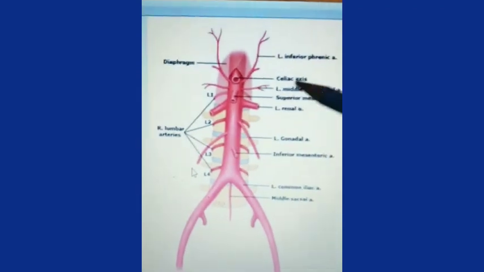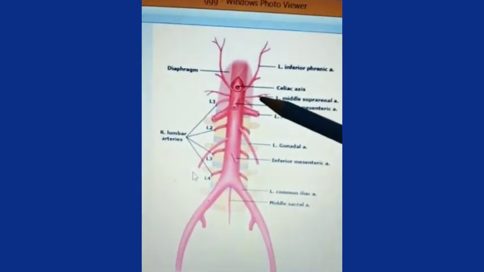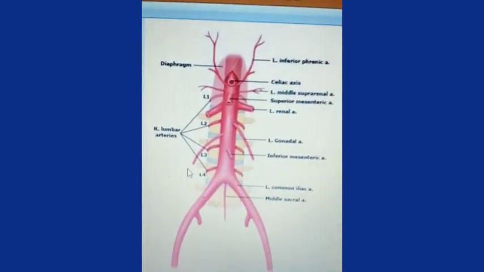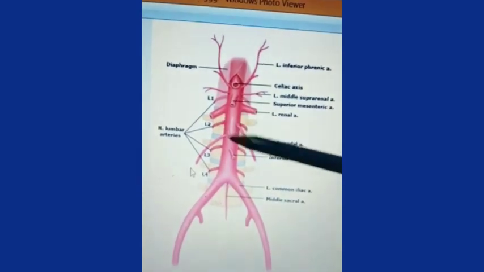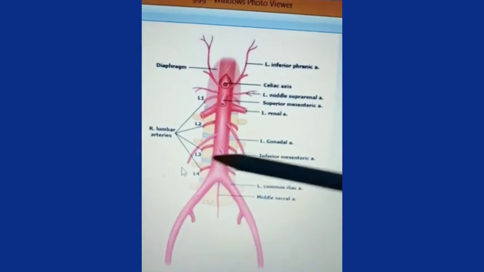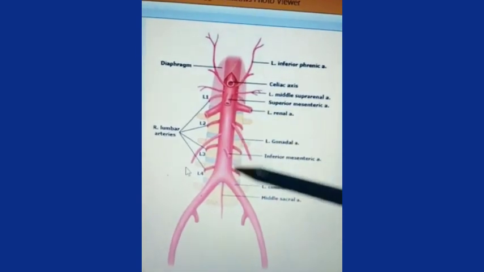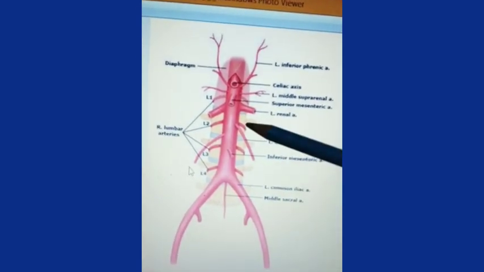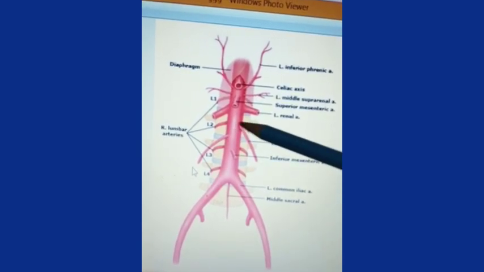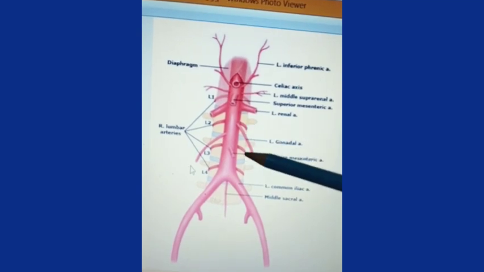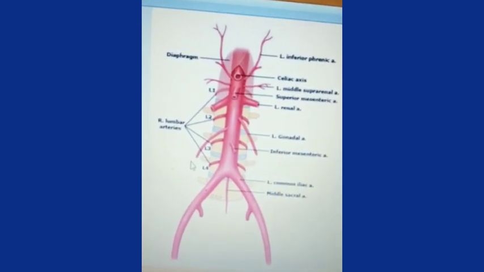Next are the lateral branches. Lateral branches comprise 4 pairs of lumbar arteries and 1 median sacral artery. These are the 4 pairs of lumbar arteries. This is 1 pair, this is 2 pair, 3 pair and 4 pair. And these 4 pairs arise from the side of the body of the 4 lumbar vertebrae.